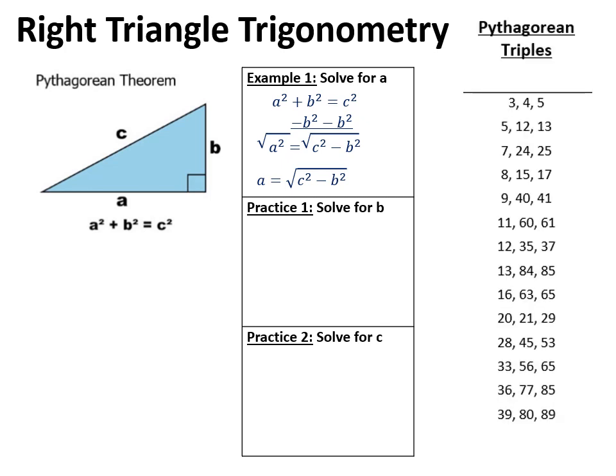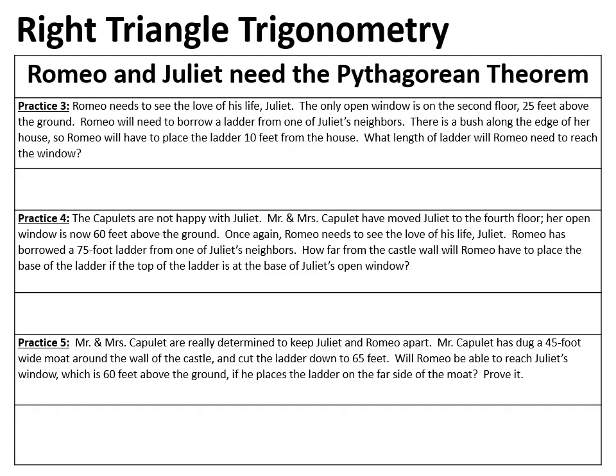We also work with Pythagorean triples. These are numbers that will make this statement true every single time. 3, 4, 5 is one of the famous right triangles, because that's what Pythagoras is attributed to proving his theorem with. But there are quite a few, and we can keep going. I just listed a few here, so they're handy to have. And continuing with the practice, we've got Romeo and Juliet need the Pythagorean theorem, and you've got 3 practice problems there.